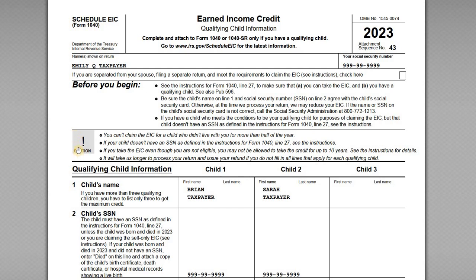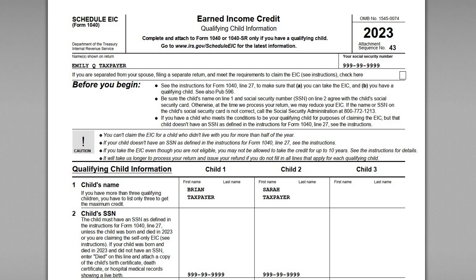Alright, for this video I want to go over a sample earned income credit for the 2023 tax year, and specifically with this example we're going to look at a taxpayer who's filing as head of household and she has 2 qualifying children. That's going to impact the amount of EIC she can claim.